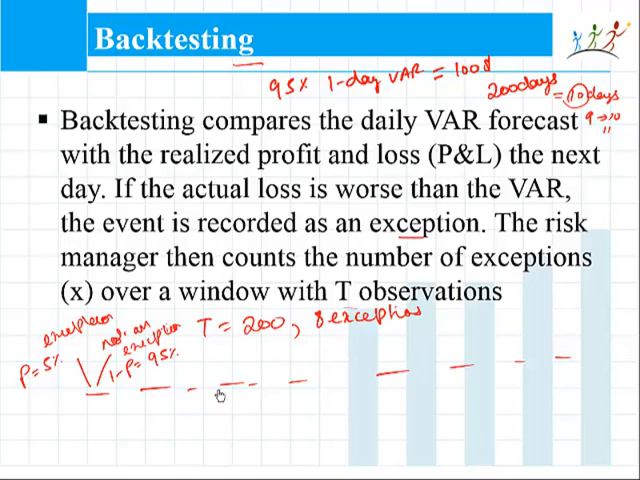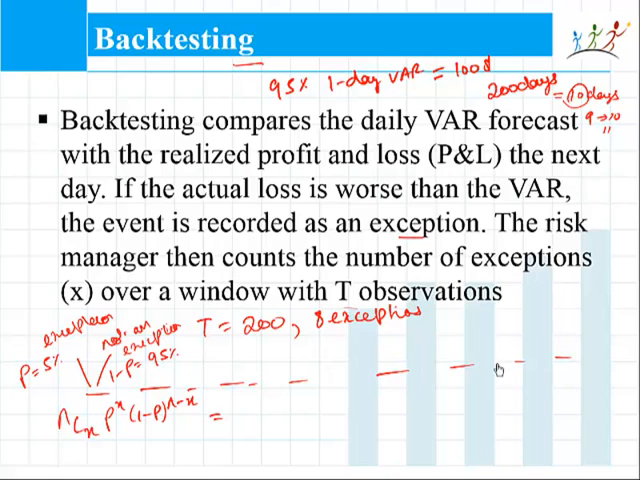So in 200 different trials where the probability of success, the probability of seeing an exception in each trial, is 5%, what is the probability of seeing exactly x successes or exactly x exceptions? It will be nCx p to the power x (1 minus p) to the power n minus x. Please recall the binomial distribution and the binomial probabilities from part 1.